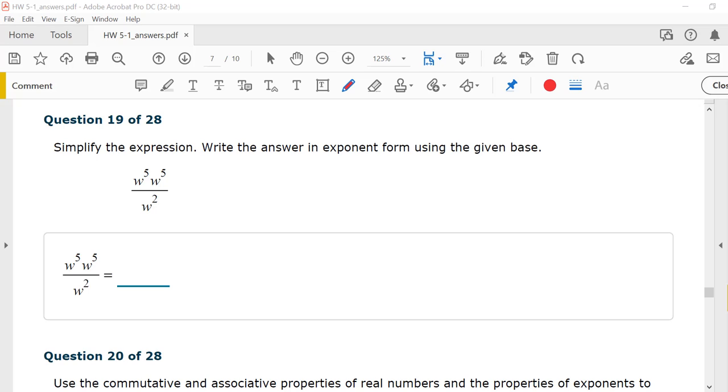All right, number 19. Up top, w to the 5th times w to the 5th is w to the 5 plus 5 over w squared, which would give me w to the 10 over w squared, which is w to the 10 minus 2, which is w to the 8.